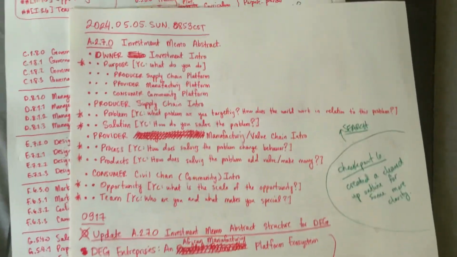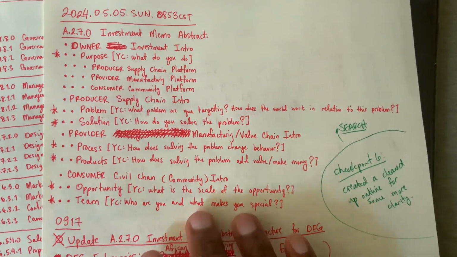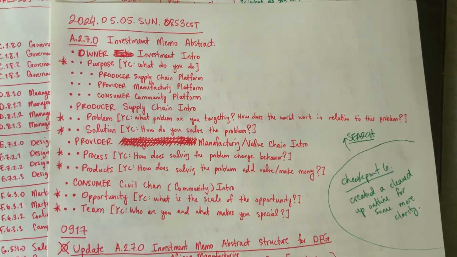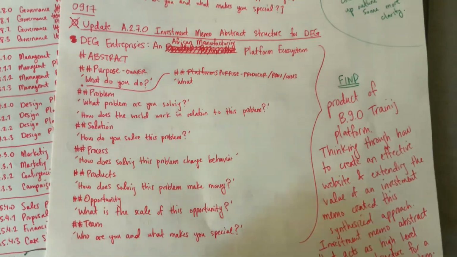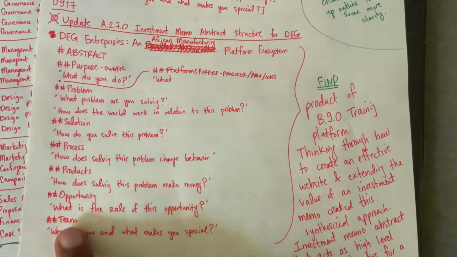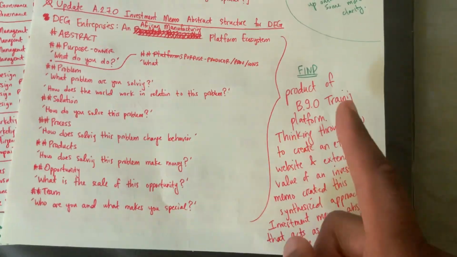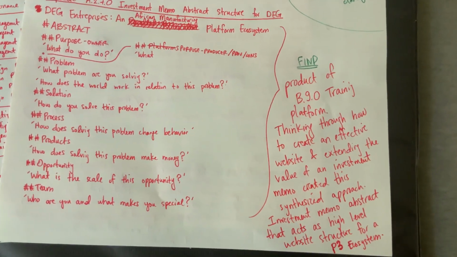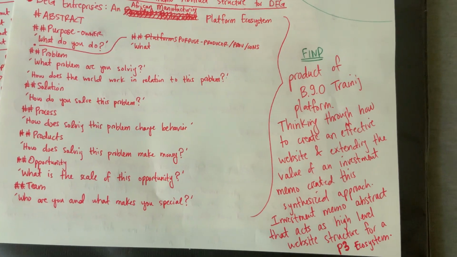Yes, and this is next. So then I made this even clearer. This is just the abstract, the intro to everything. I wanted to create a cleaned up version for this, and that made this even clearer. I wanted to make the markdown structure of what it is that we're actually doing. And then here's one of the takeaways, product of what I did this month, the B.9.0 training platform.